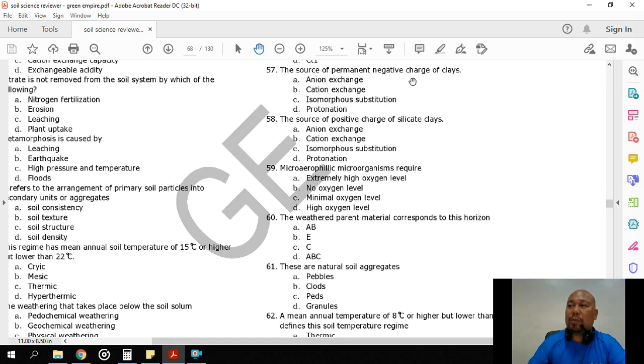The source of permanent negative charge of clays. Number 57: anion exchange, cation exchange, isomorphous substitution, or protonation. I know what the wrong answers are, but I don't know exactly. I think it's isomorphous substitution. By the way, this Green Empire reviewer is the very material we are using, and it does have an answer key.